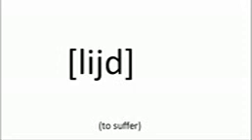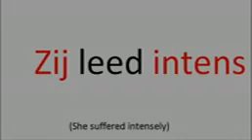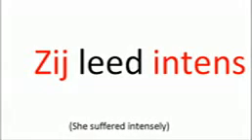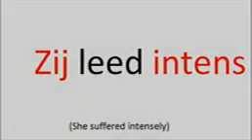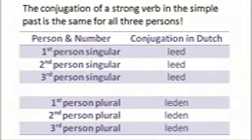Because lijden is a strong verb and it has an ij in it, the verb belongs to the first class of strong verbs. Then the ij will change into a long e sound in a single and closed syllable represented by two e's: leed. With leed, we can make a sentence in the past tense. For example, zij leed intens. She suffered intensely.